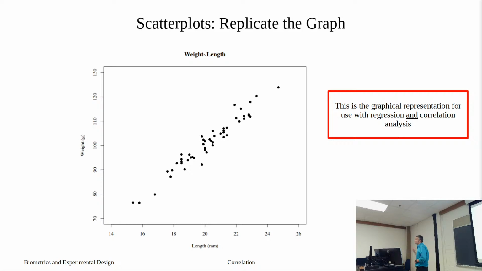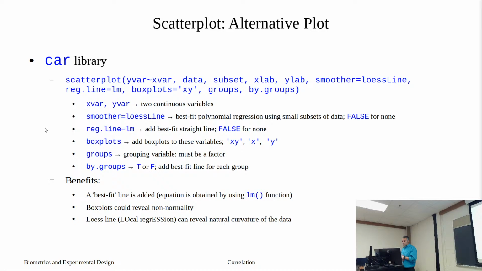All right, so scatter plot, not too bad. You can also do it in the car package. The car package might be a little bit better because it allows you to add smoothers. It allows you to add a best fit line automatically. And that one that we're talking about is the lowess line and so forth. You can still specify your labels, specify your limits and so forth.